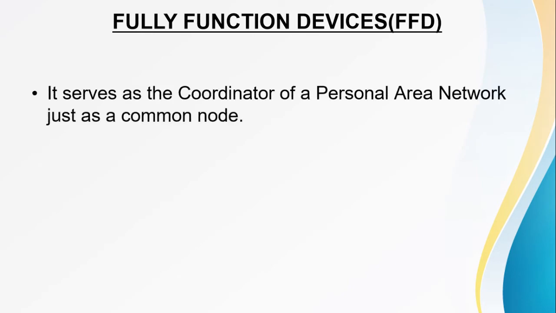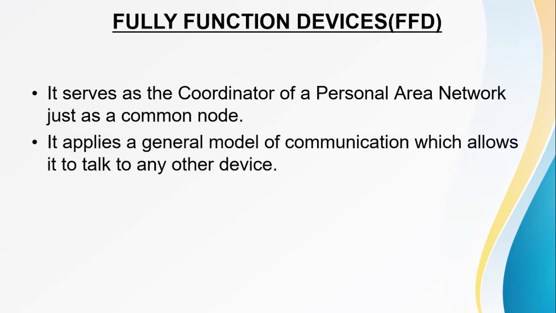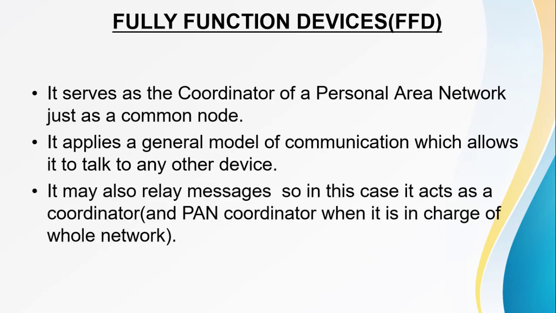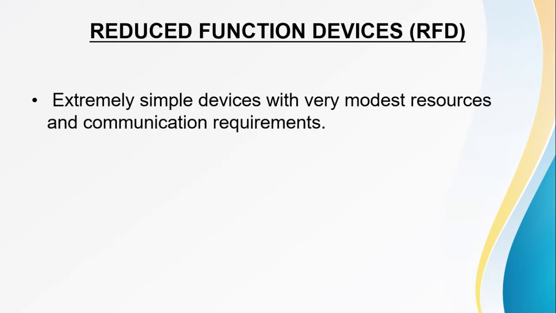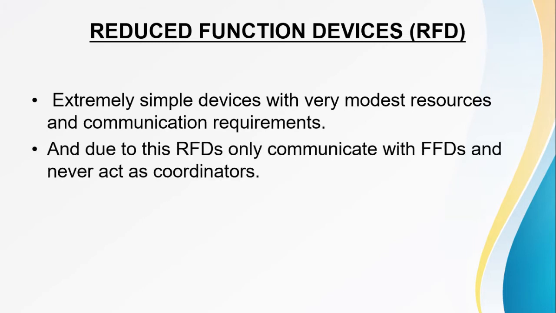Now, what are fully functioning devices? An FFD serves as the coordinator of a personal area network, just as a common node. It applies a general mode of communication which allows it to talk to any other device. It may also relay messages, so in that case it acts as a coordinator, and also as a PAN coordinator when it's in charge of the whole network. Now, reduced function devices. They are extremely simple devices with very modest resources and communication requirements. Due to this, RFDs only communicate with FFDs and never act as coordinators.